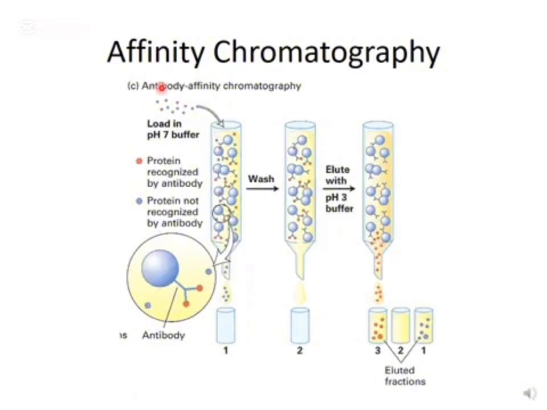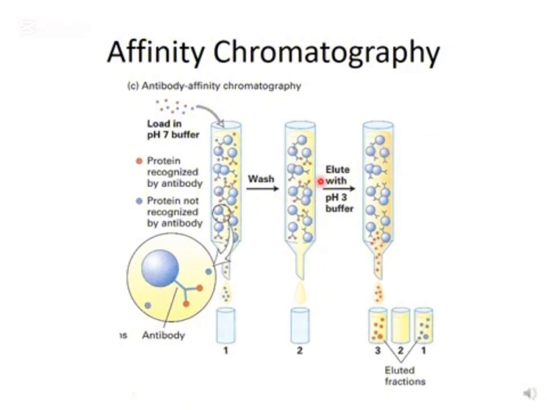Again, so what we have is a mixture of proteins. So the red ones are proteins that are specific to the ligand that's bound, and in this case it's an antibody that's bound onto the bead. So this is the protein that's specific to the antibody. And the blue ones are other proteins that won't bind to that antibody. Once the mixture is added, all other proteins are going to elute out, except for the proteins that are specific to the antibody. They're going to bind to the beads through binding to the antibody.